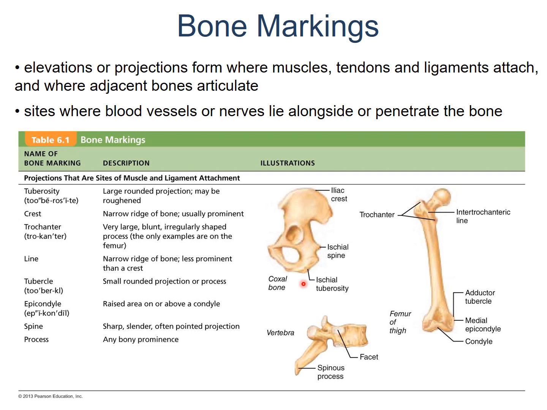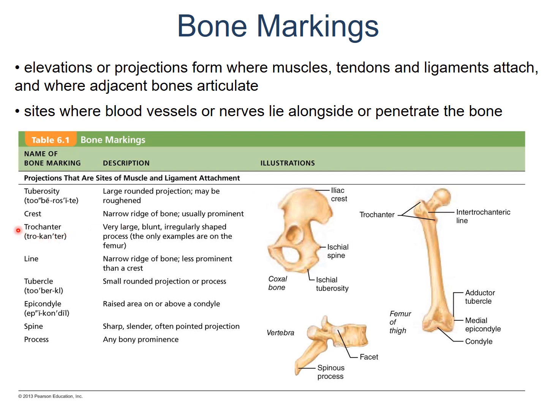Okay, but moving forward, our next category is a crest. A crest is a narrow ridge of bone, and it's usually prominent. The example of a crest is, again, on the coxal bones right here. It's the iliac crest.